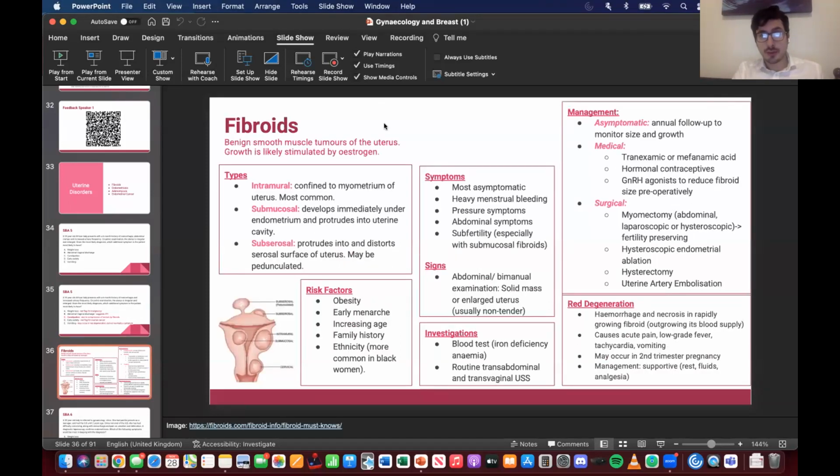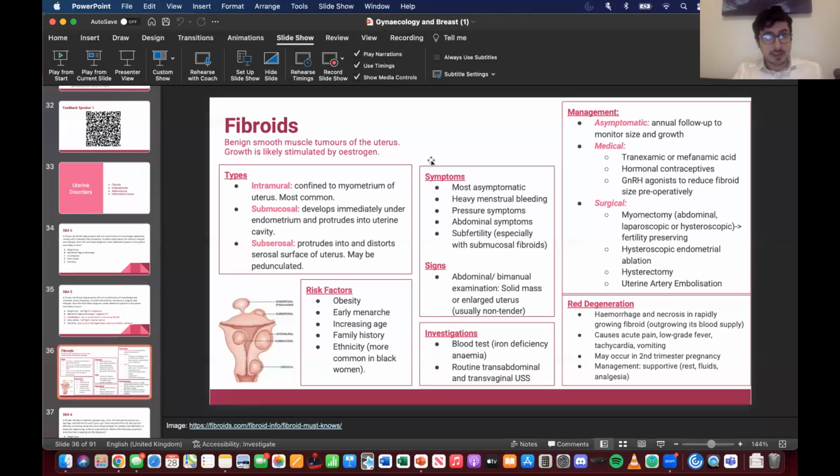So what are fibroids? Fibroids are benign smooth muscle tumors of the uterus, and their continual growth is likely stimulated by estrogen production. So there's 3 types of fibroids. The most common type is an intramural fibroid. This is one which is confined within the muscle layer of the uterus.